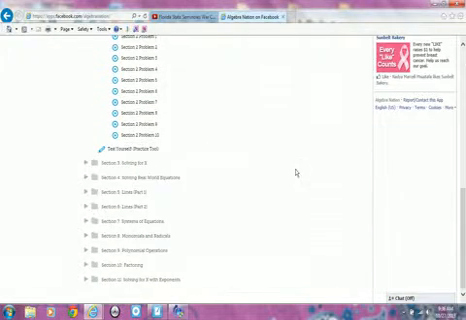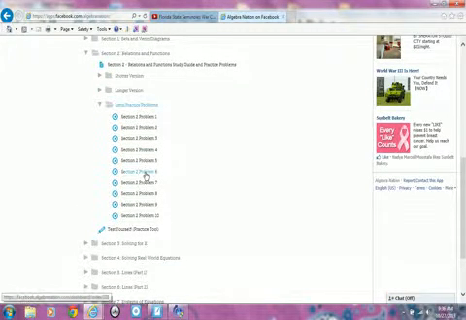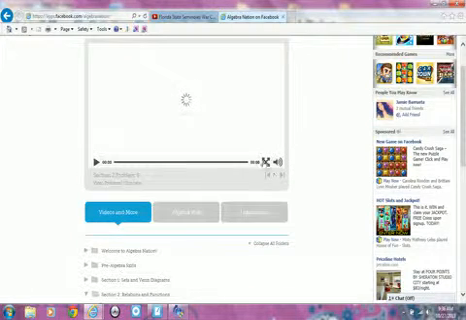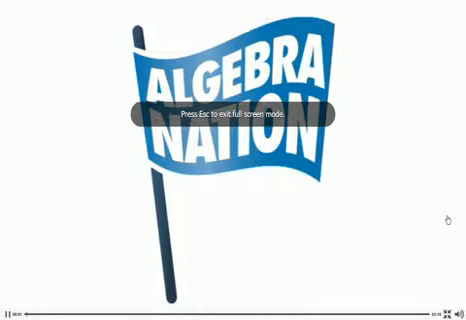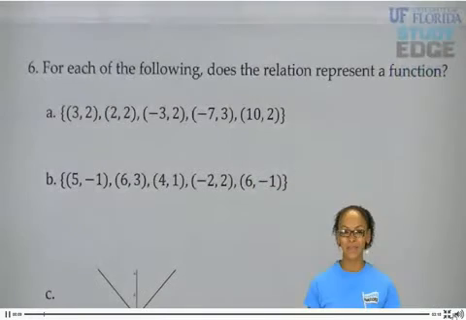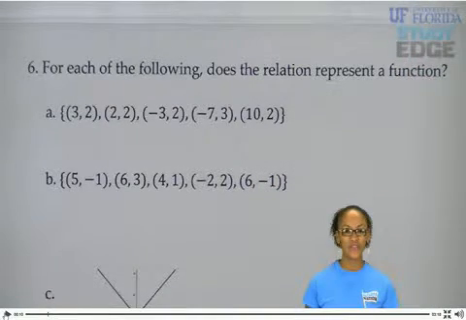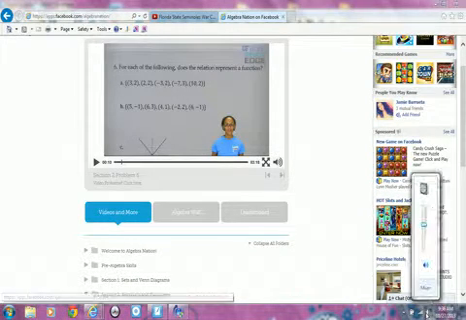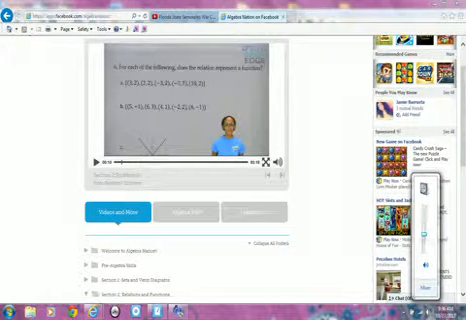Problem number 6. Now let's look at more practice problems and determine if these represent functions. Minus 10 for Mr. Phillips. That's all right. You know I'll get it back.